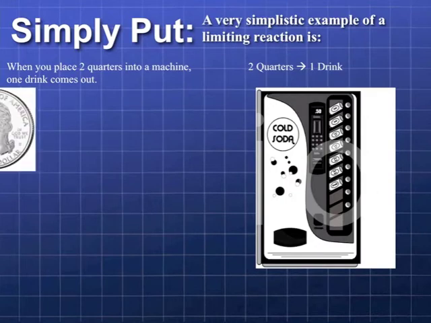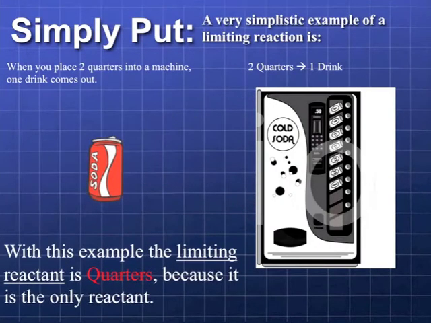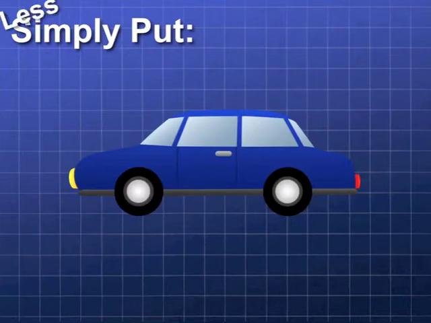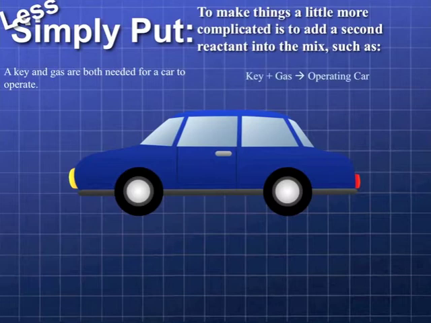Whenever you put 2 quarters in, you get a drink back. And then for every 2 quarters beyond that, you get another drink. But if you only put in 1 quarter, you will not get a drink back no matter how much you want it. A way to make things a little more complicated is to have 2 reactants giving you 1 product.